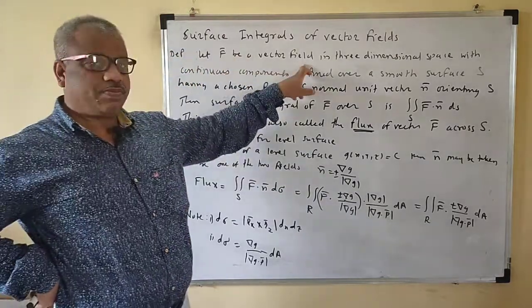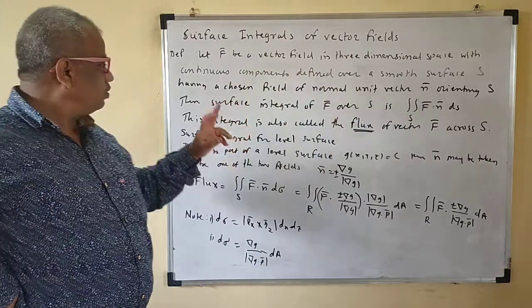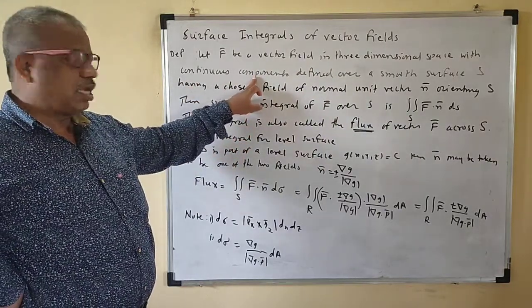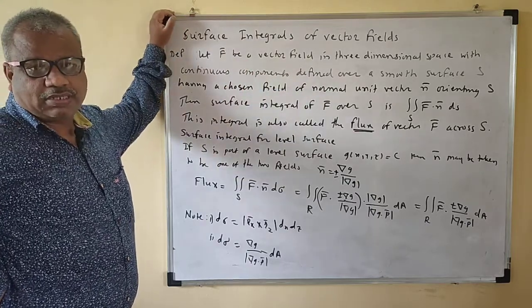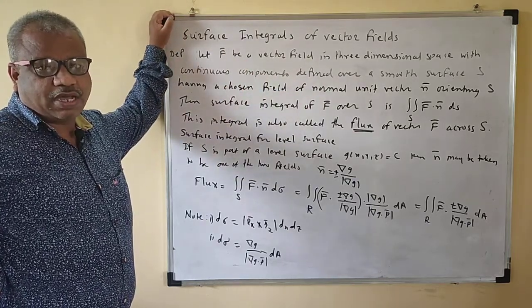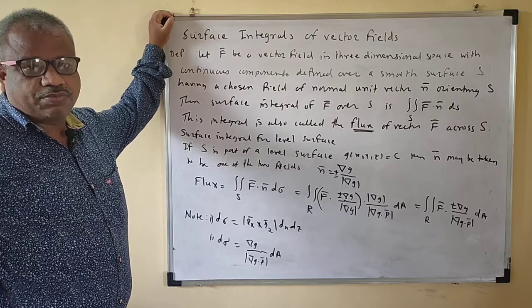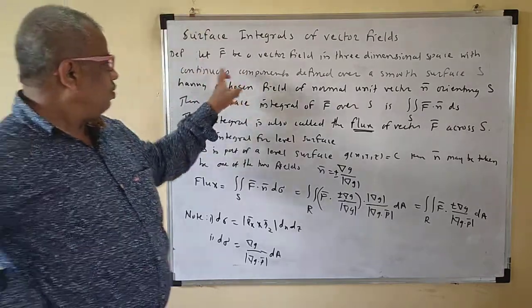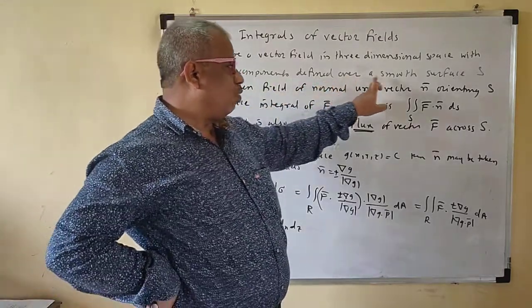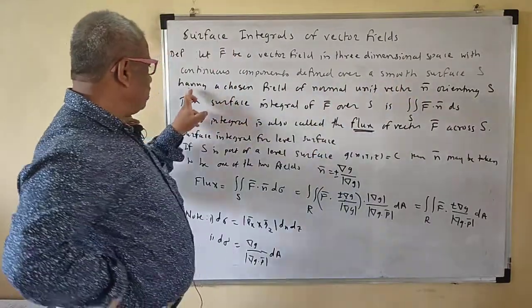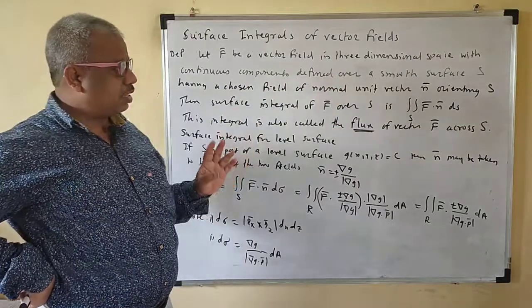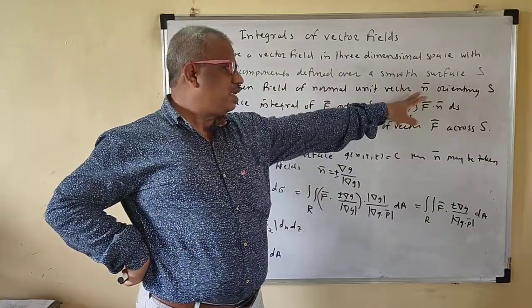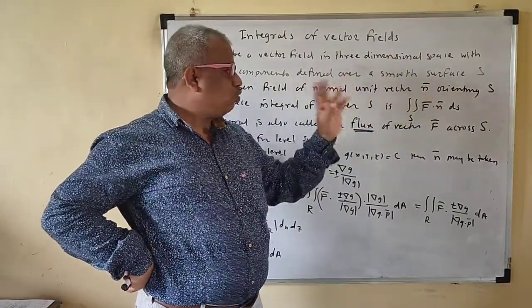Let f bar be a vector field in three-dimensional space with continuous components. That means, suppose f bar is f i bar plus g j bar plus h k bar, then f, g, h are the components of f bar. Continuous components defined over a smooth surface S having a chosen field of normal unit vector n bar, or n cap you can say. So this is the unit normal vector.